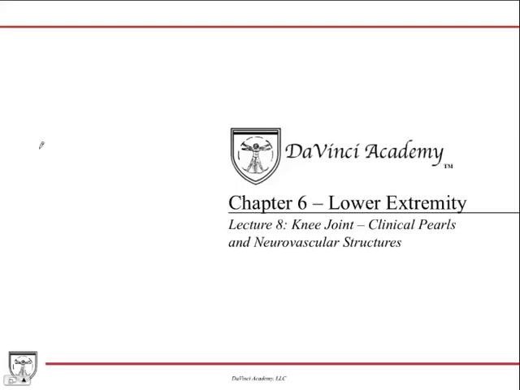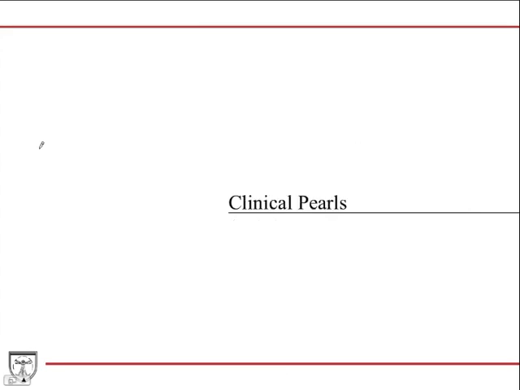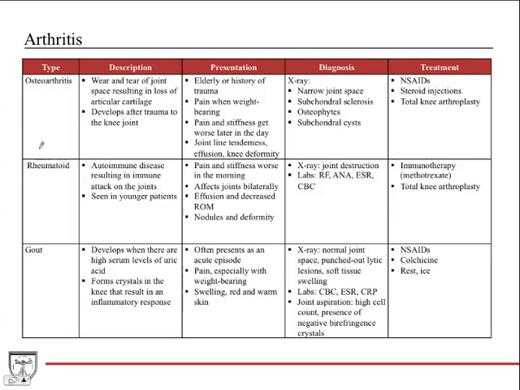All right, so this is the second of our lectures on the knee, and in this lecture we're going to be talking about the clinical pearls and the neurovascular structures in the region. First, the clinical pearls. So this is a table in your book outlining 3 common types of arthritis that can affect the knee joint. We'll go through each of these individually in the subsequent slides.